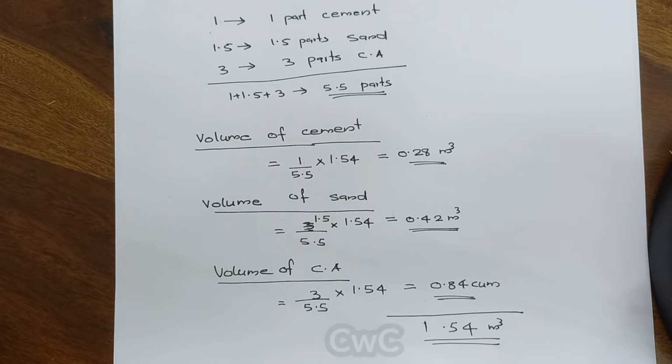Now if we go for actual work, you will be purchasing the material in different units. That is, cement we will be purchasing in bags, sand and coarse aggregate will be in cubic feet. So our work will be finished only when we express all these quantities in their correct units. So let's see how to do that.